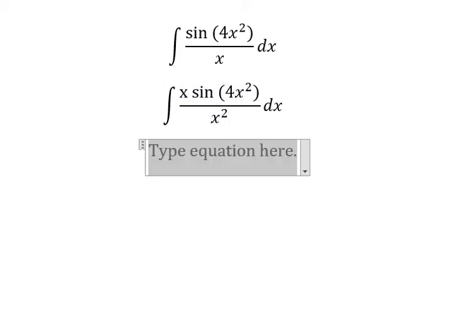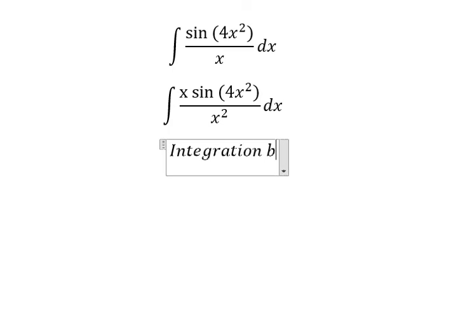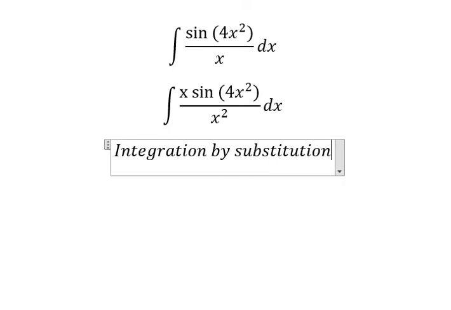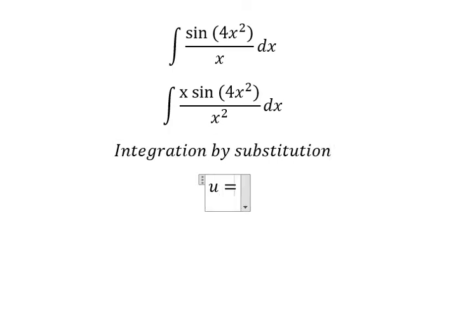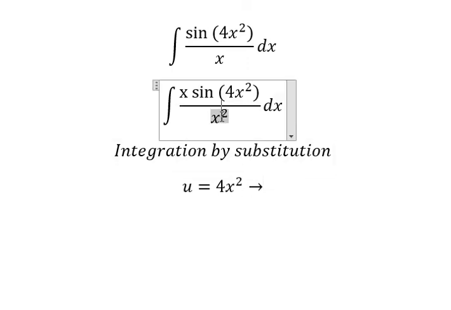Next, we need to use integration by substitution. So I will put u equal to 4s squared. So we still have s squared in here. So I need to divide both sides by number 4.